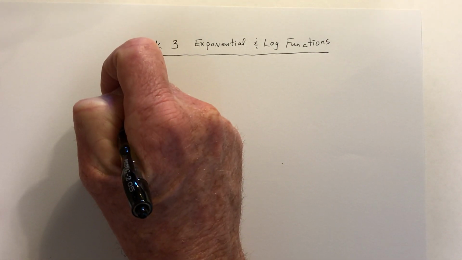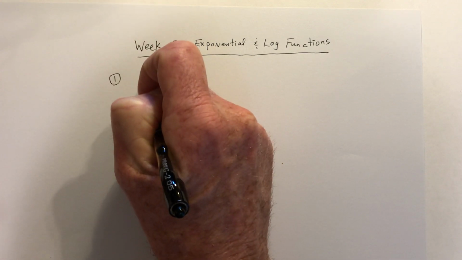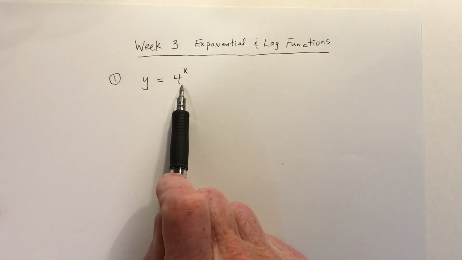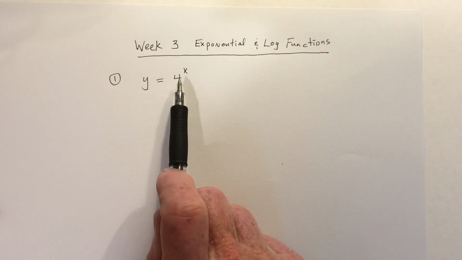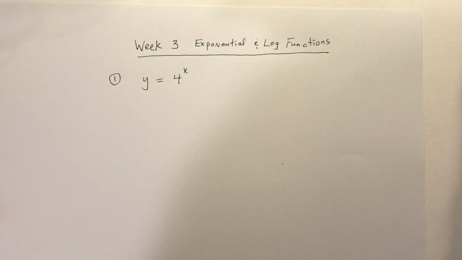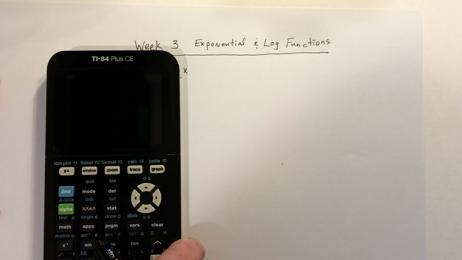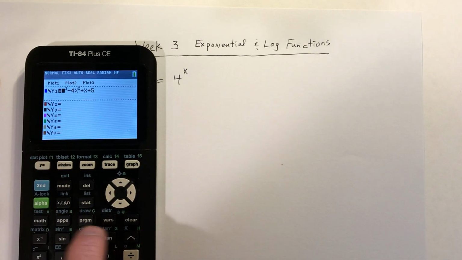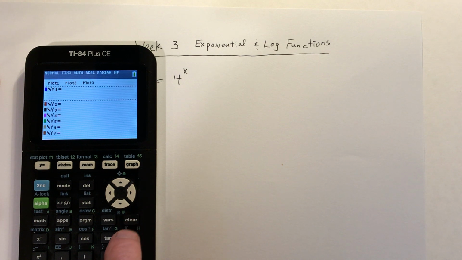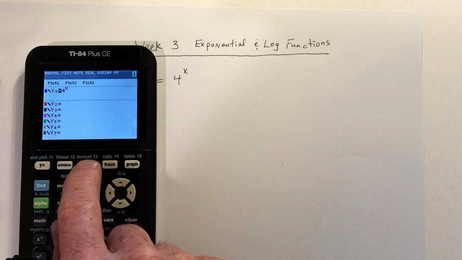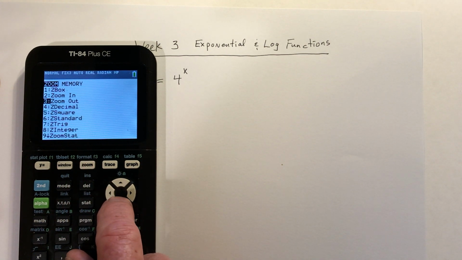So if you have an exponential function, like for example number 1, y is equal to 4 to the x, which literally means take 4 times 4 times 4 times 4 times 4, which can get very big. Let's see what the graph looks like. So just go over to the y equals, and let me clear out this old problem, and then just have 4 raised to the x power. And of course, I always like to start with the zoom standard, so zoom number 6.